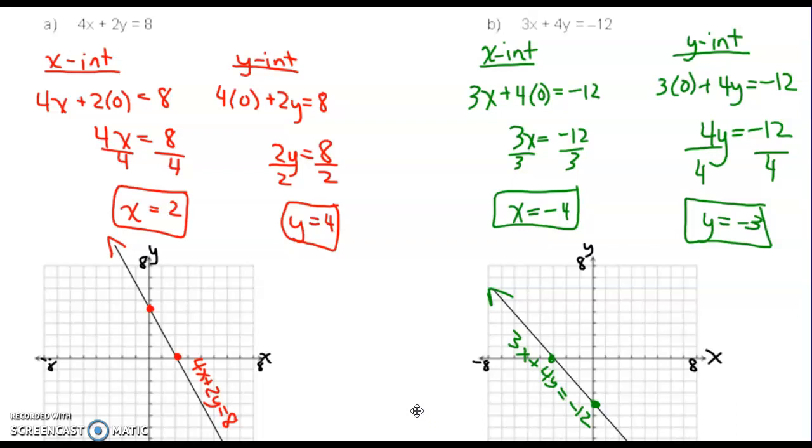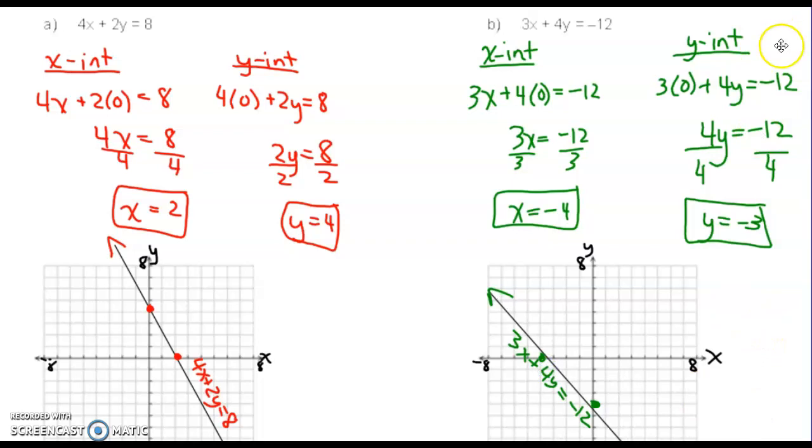Example B, 3x plus 4y equals -12. Okay, so I'm going to start by solving for my x-intercept, which means I'm going to plug in 0 for y. So 3x plus 0 equals -12. 3x equals negative 12. Divide both sides by 3. X equals negative 4. So on my x-axis, move to negative 4. That should actually be over there. There it is.